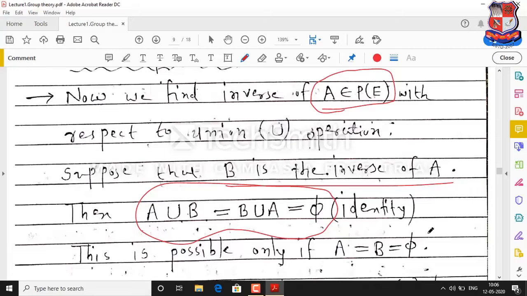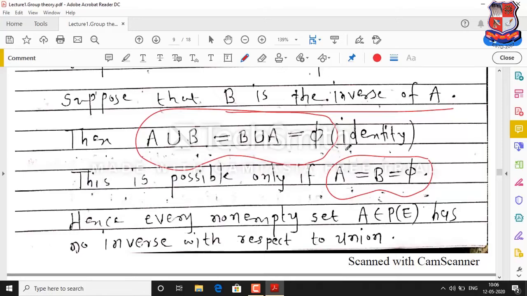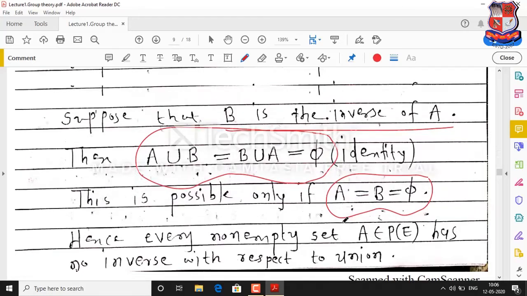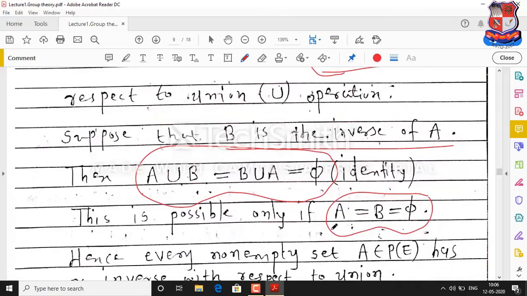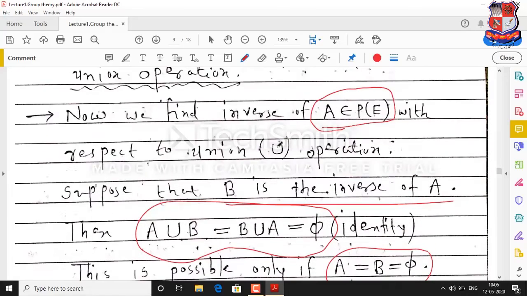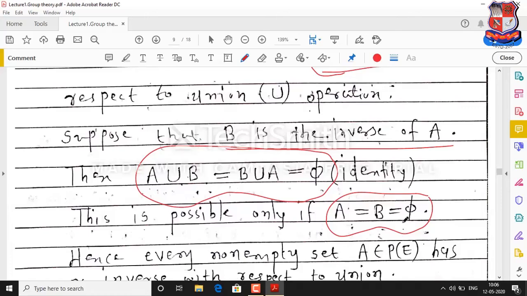So when is this possible? This is possible only if A and B both are empty sets. That means B is the empty set. So every non-empty set has no inverse with respect to union. The only element which has an inverse in the power set of E is the empty set.